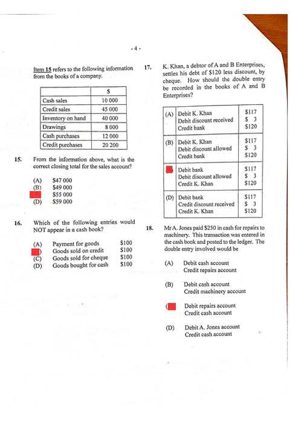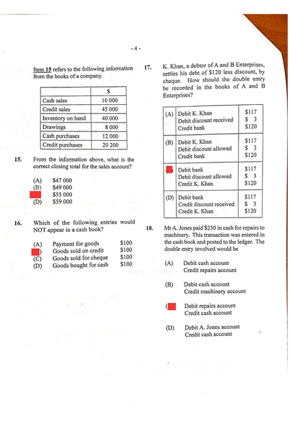Number 17, K Khan, a debtor of A and B Enterprise, settles his debt of $120 less discount by check. How should the double entry be recorded in the books of A and B Enterprise? Of course, it would be C, receiving 117 as check. Discount is given for $3. Discount allowed, and we credit K Khan account for 120. So the answer is C.